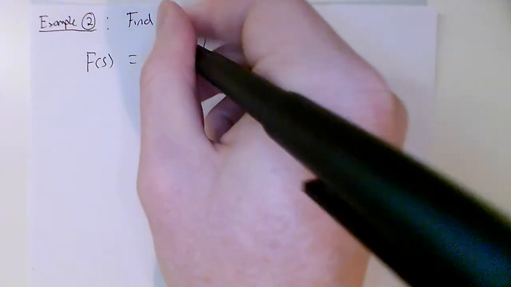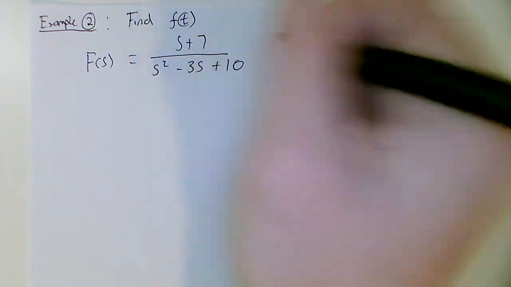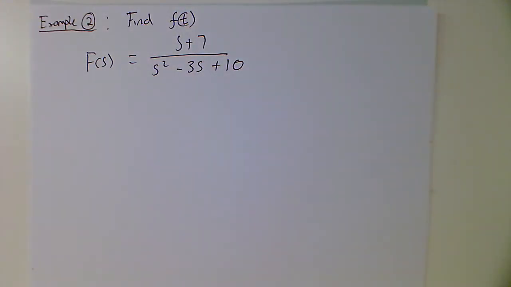Example 2. Right, now, for anyone who's confident and feels like that wasn't too bad, I want you to go and try and do this one yourself before I go over it. If you're not that confident, just keep watching. If you feel confident you want to have a go at it yourself, then pause the video here. So that's F(s) equals (s + 7) over (s² − 3s + 10). For everyone else, I'm going to go over this one.